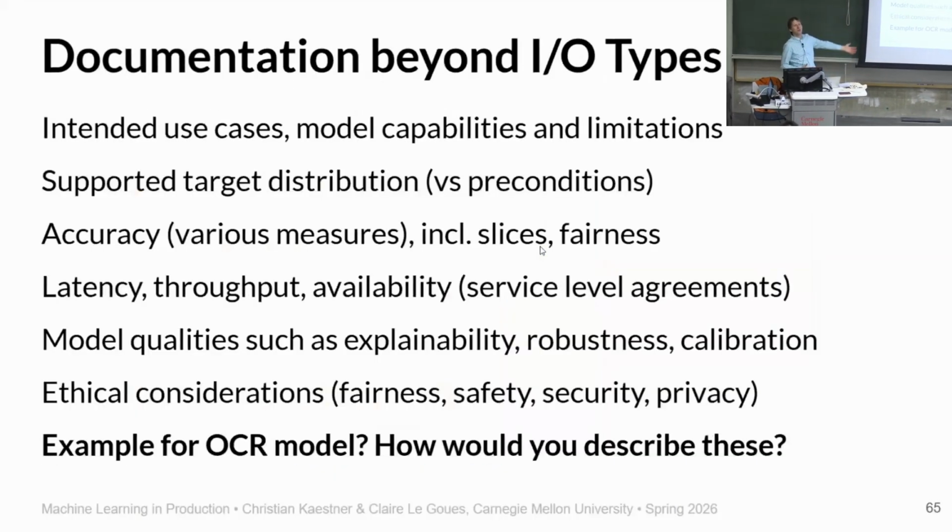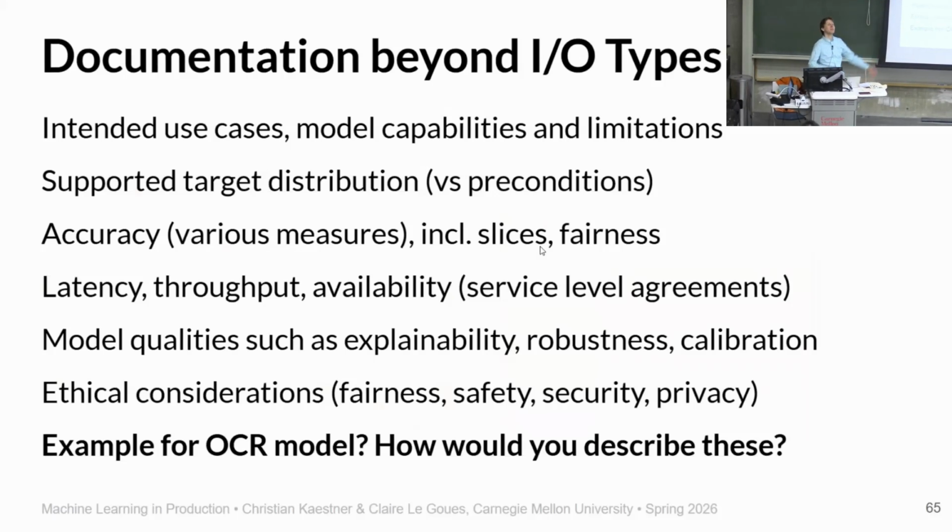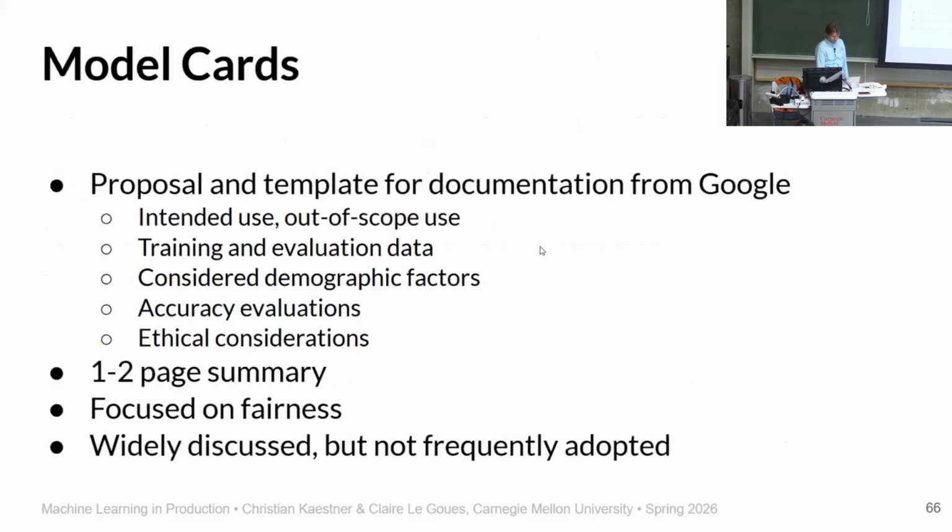We would like to have documentation about all kinds of other things. Probably wouldn't like to write this documentation, but consume it maybe sometimes, right? Those are all common things, like what's the intended use case, what's the model capable of, how was it tested, what's the target distribution, like what inputs is it supposed to handle, which ones isn't, right? What kind of accuracy maybe, what kind of latency should I expect? It's useful if you use an off-the-shelf model for translation, for example. Is it explainable? Is it robust? Is it calibrated? And probably also ethical considerations.